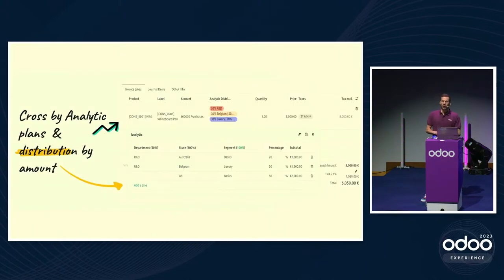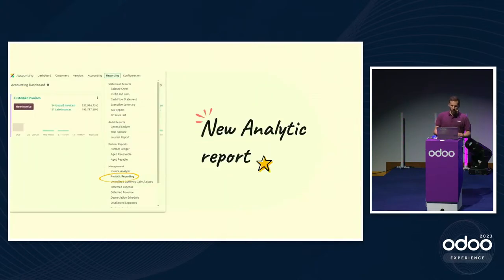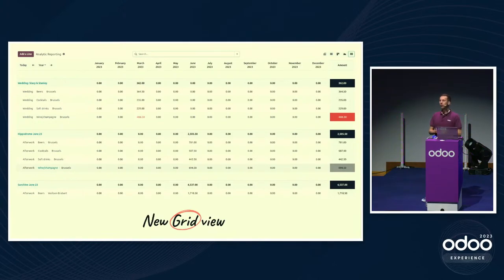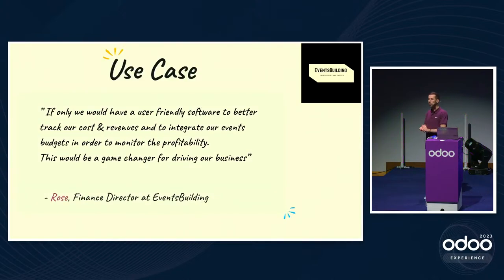We added the possibility to cross every plan to do analysis. On top of that, we also introduced an analytic distribution by amount. We also added a new analytic report, because the purpose of analytic accounting is of course to do analysis. And we added a new grid view where you can see a breakdown by analytic dimension, a monthly breakdown. So in order to show you this, let's first start with a use case.